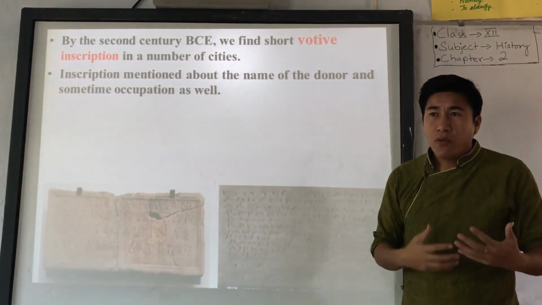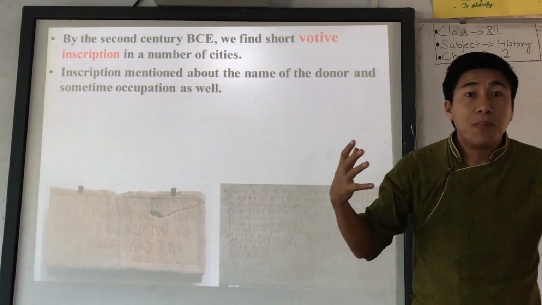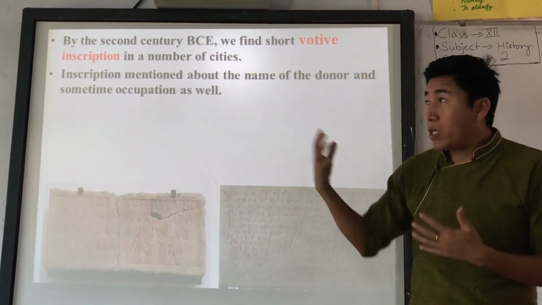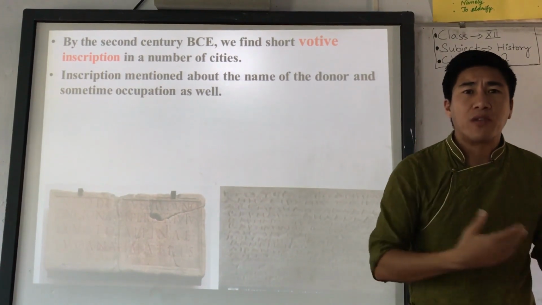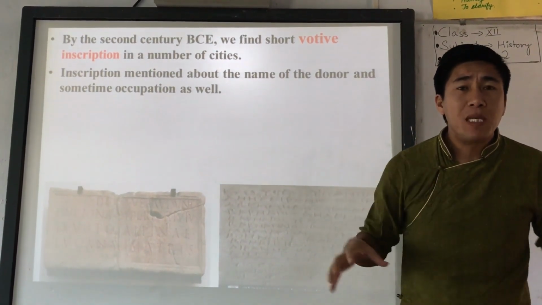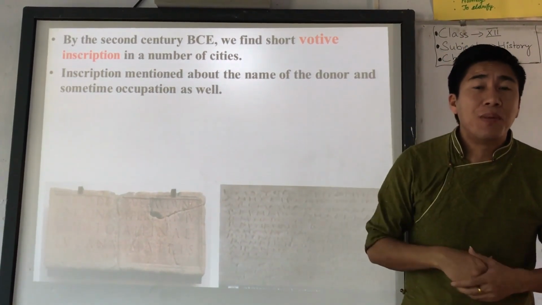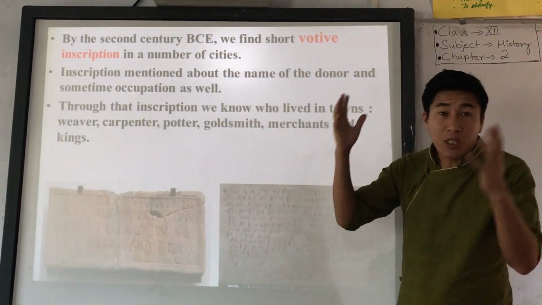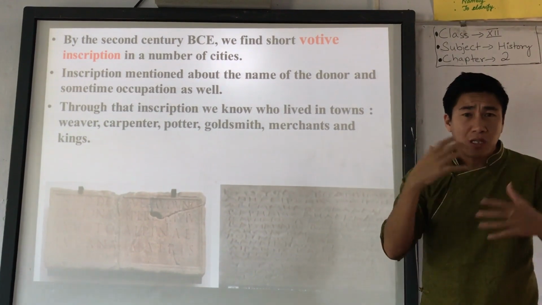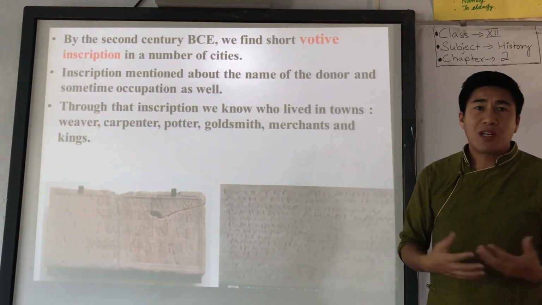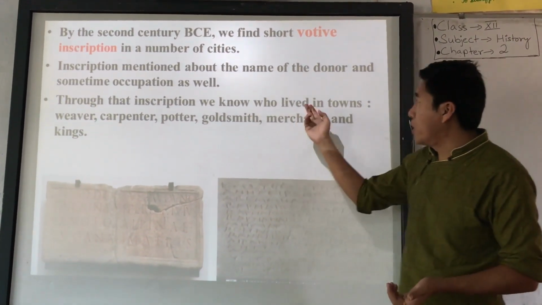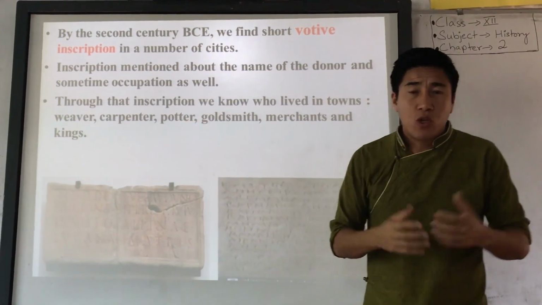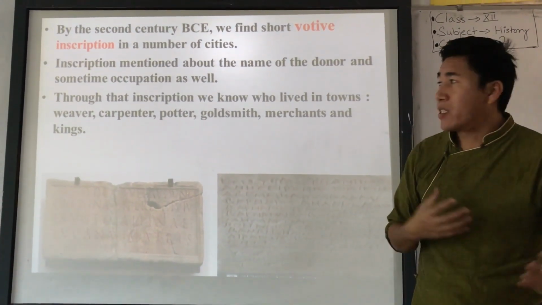So through that way, we know what kind of people lived in this area. Through votive inscriptions and other different kinds of inscriptions, we know what kind of people lived in these urban centers. Different kinds of people lived in this center. Just like the people who lived in this town were weavers, who worked with cotton and textiles.